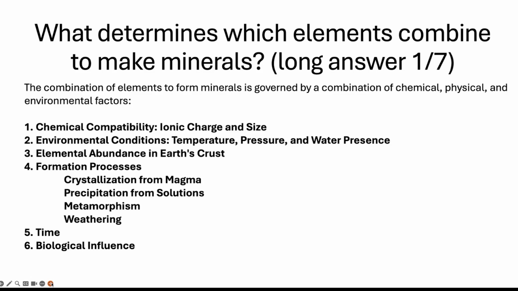Matt covered that, and we can simplify it another way: crystallization from magmas, precipitation from solutions, either low temperature, high temperature, connate, meteoric, all sorts of solutions, metamorphism, and weathering. And then time, these things don't form overnight. And finally, biological influence. Biology can do strange things to concentrations of certain elements.